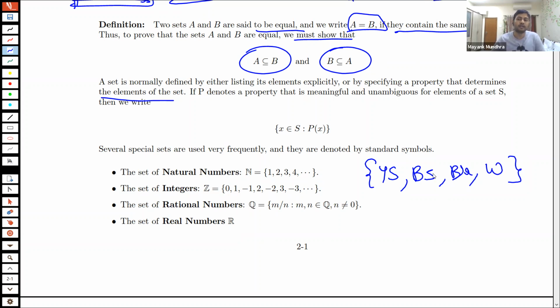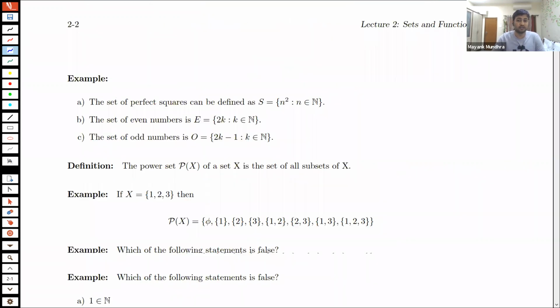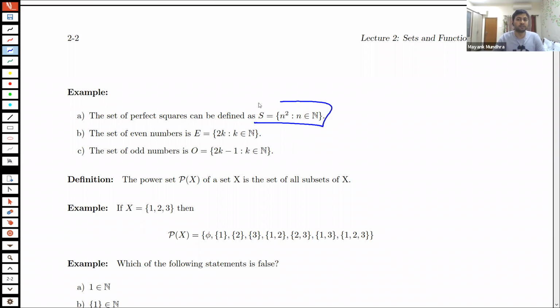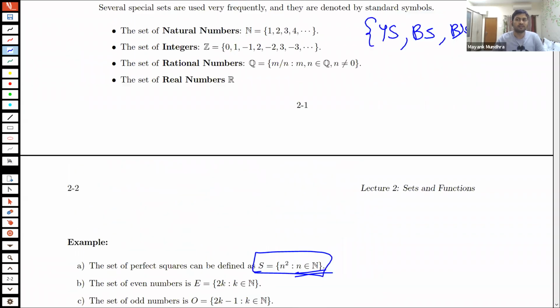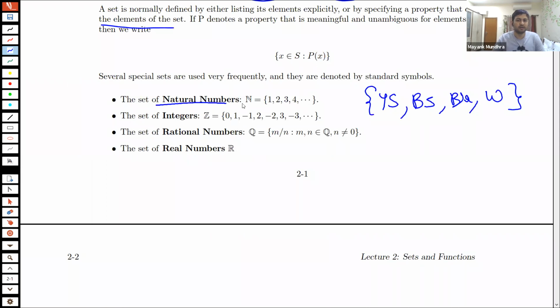Another way would be to represent sets in the form of some function. So an example of that would be the set of all squares. It could be represented in this format. The set of all squares is n square, where n belongs to natural numbers. Okay, natural numbers is a generally defined set. So these are some popular sets. Natural numbers, all positive integers. These are going to be called our natural numbers.